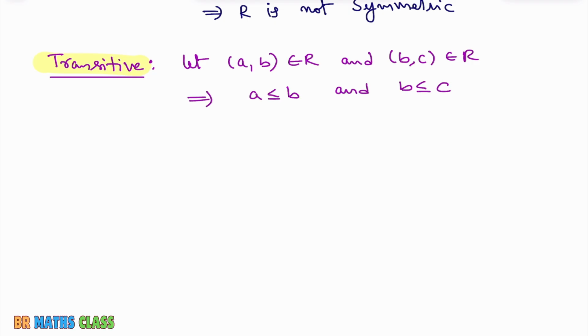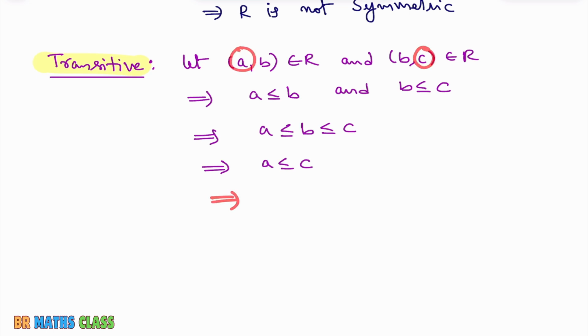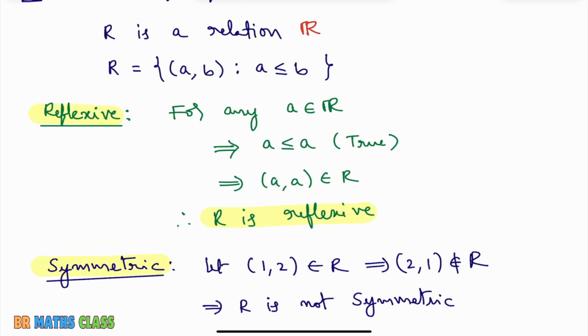Here you know that a is less than or equal to b and b is less than or equal to c. So I can write: a is less than or equal to b, b is less than or equal to c. From this, what can you conclude? You can easily conclude that a is less than or equal to c. Now I need to check whether a comma c is in this relation or not. See, a is a real number, c is a real number, and I came to know that a is less than or equal to c.